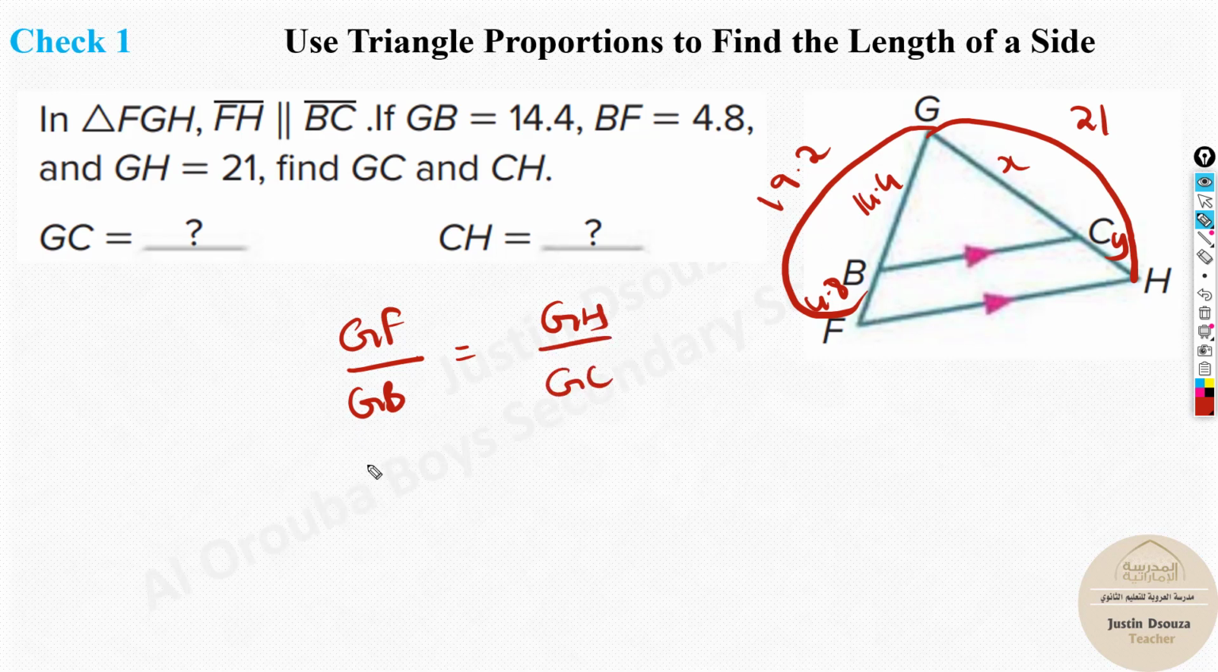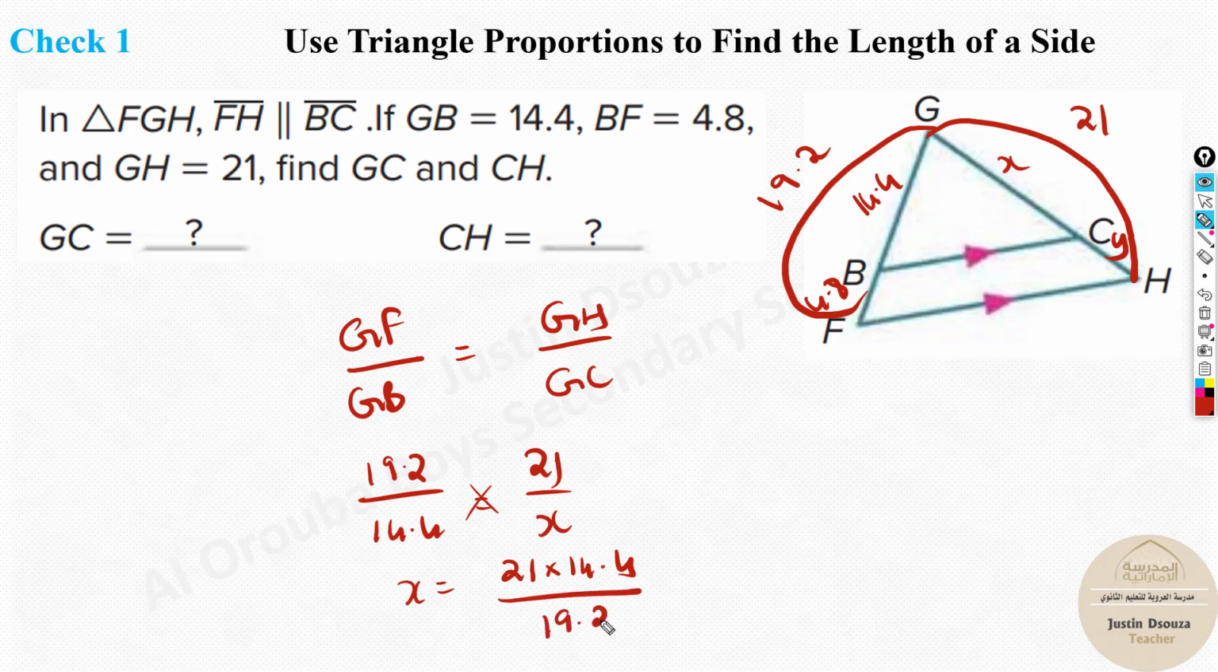Now GF is 19.2 divided by GB is 14.4. That will be equal to 21 by X. Now just cross multiply and you will get the answer. So X will be equal to 21 multiplied by 14.4 by 19.2. This is the equation. You just put it in the calculator and you'll get the answer.